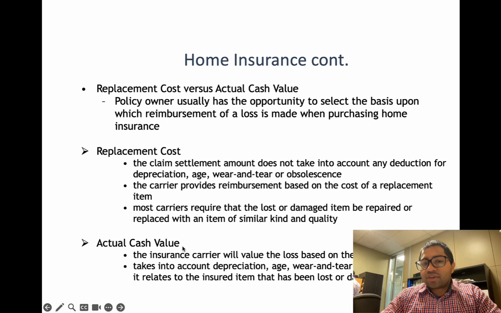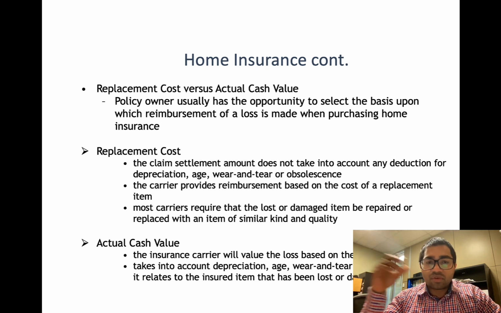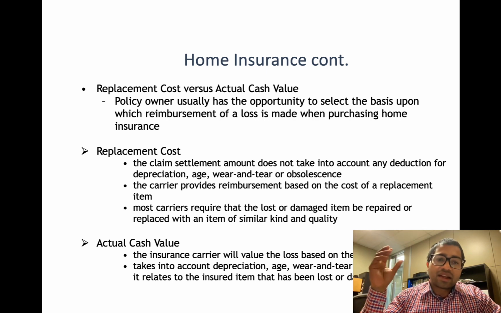Then there is the actual cash value policy. The insurance carrier will value the loss based on the actual value. It takes into account depreciation, age, wear and tear, and obsolescence as it relates to the insured item that has been lost or damaged. So an actual cash value policy will take depreciation into account. For example, if you have an actual cash value policy on your roof and the roof is 10 years old, then they will pay you a cash amount considering the depreciation of the roof for 10 years.